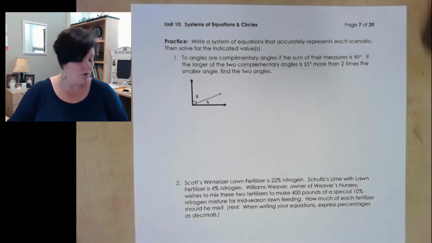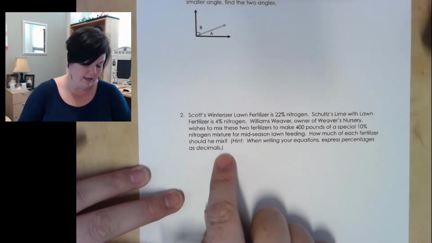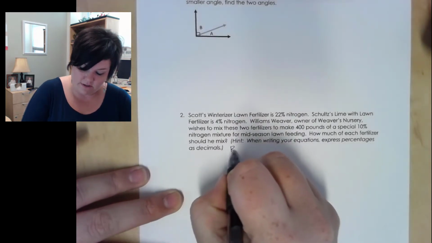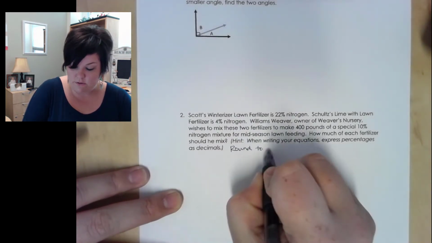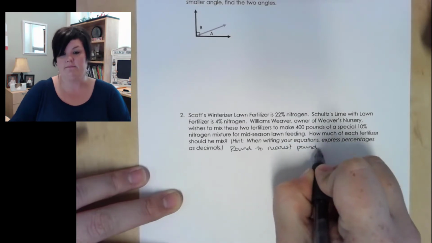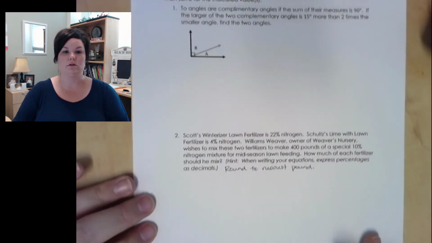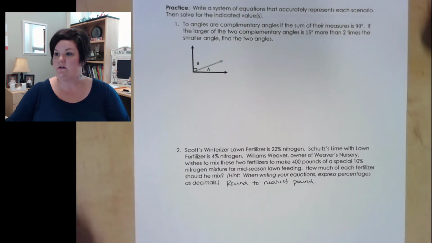Okay. I will make a note on number 2. Number 2 is one that doesn't turn out pretty. So I'm going to go ahead and just say on this one for our final answer, we're going to round to the nearest pound. Okay. So just like we did in the example one on number 2, round to the nearest pound. Okay. All right. Y'all try those and we'll go over them here in just a minute.